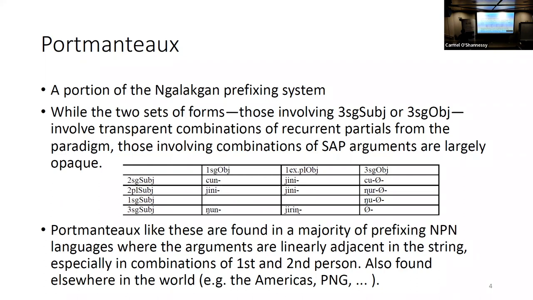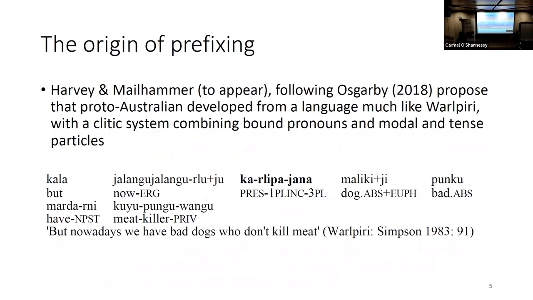Parts that are recognizable in other parts of the prefix paradigm. And portmanteaus like these are found in the majority of prefixing Non-Pama-Nyungan languages. There you get the arguments adjacent to each other in the string on the same side of the verb. You don't get them in languages like Nunggubuyu, where you've got a subject marker on one side and an object marker on the other side. But you also get them in languages of the Americas and PNG, for instance. So this is not just something restricted to Australia.